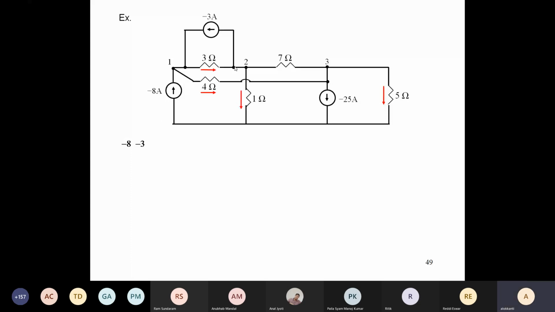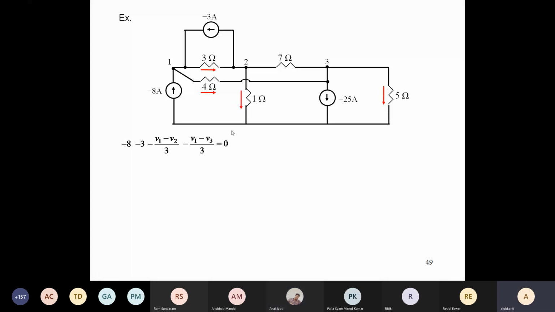So this 3 ohm resistor is between nodes 1 and 2, which have voltages V1 and V2. The current going through it is how much? It is (V1 minus V2) by 3. But current going out is negative, so we will take minus (V1 minus V2) by 3. Similarly, the current from 1 to 3, in the direction we have assumed, is (V1 minus V3) by 4, and since it is away from this node, again it is minus.